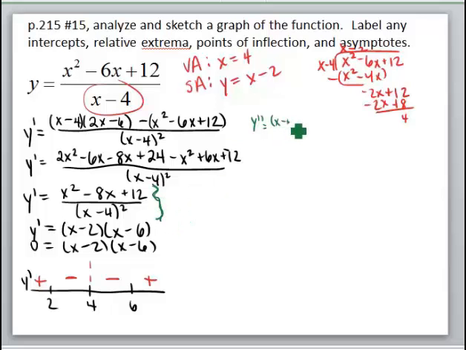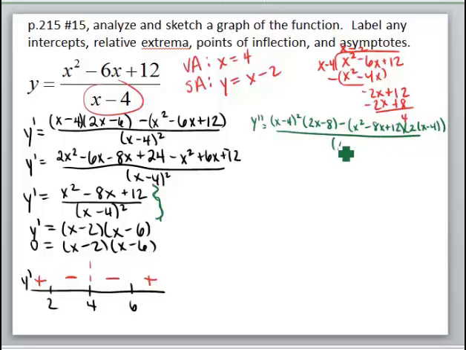Bottom times derivative of the top minus the top times derivative of the bottom, which would be 2 and then x minus 4. All over bottom squared, which would now make that say x minus 4 to the 4th power.